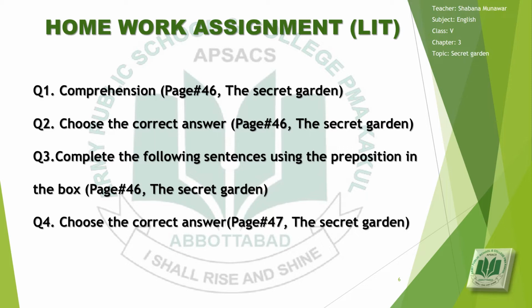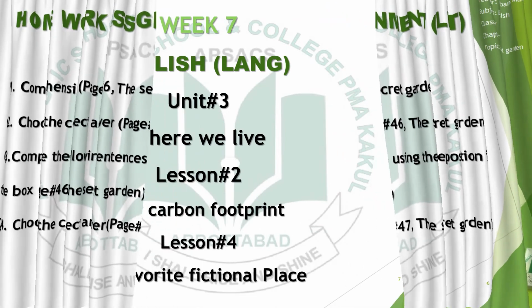Question number 1, comprehension on page 46 of The Secret Garden. Question number 2, choose the correct answer on the same page. Question number 3, complete the following sentences using the prepositions in the box on the same page. And question number 4, choose the correct answer on page 47 of The Secret Garden. So keep in your mind, all the work should be done on loose sheets.